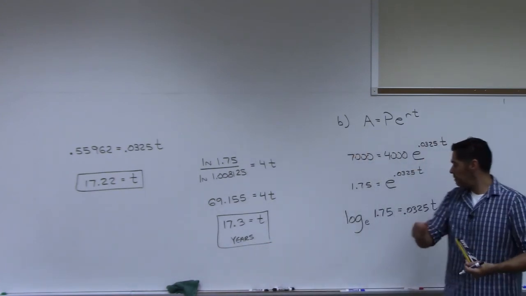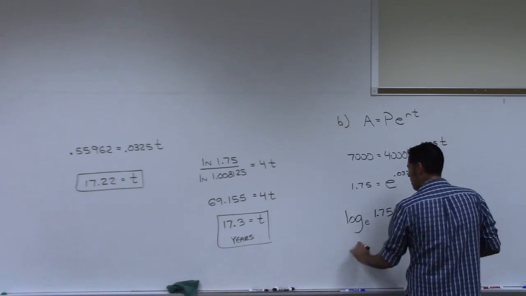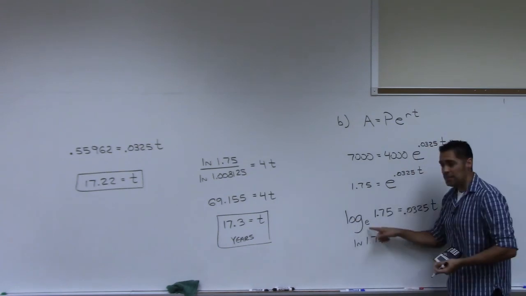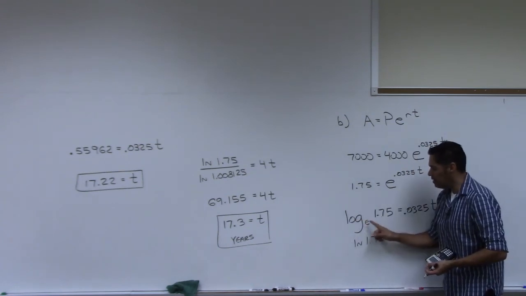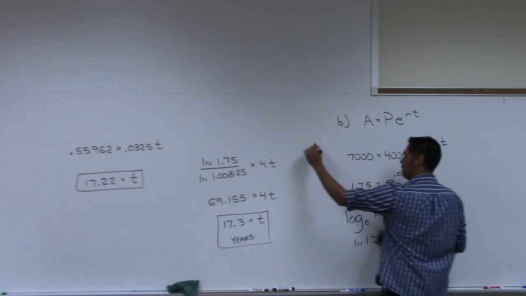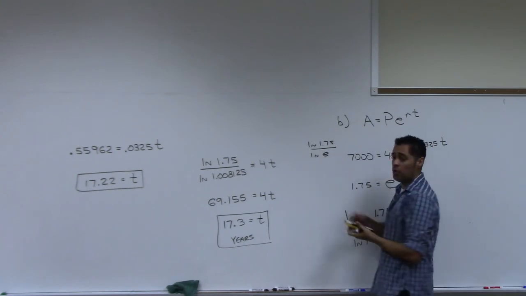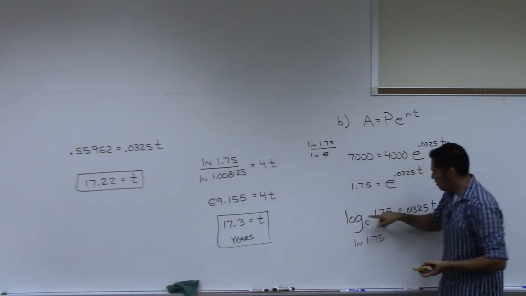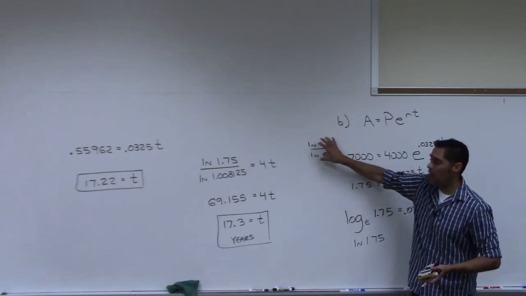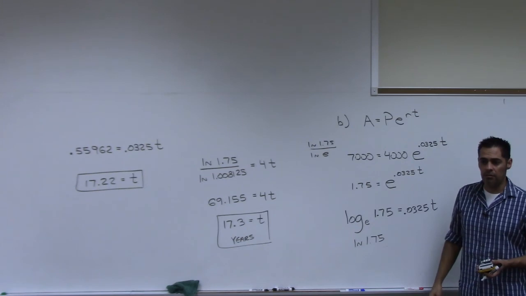Slight difference. Yes? How did you get the 0.559? Okay, so this right here, remember, this just means natural log of 1.75. Because it's base E, log base E really means natural log. So you do not have to do the ln of 1.75 over natural log E, although you could, right? Because it's natural log of this number over natural log of the base. If you do that on your calculator, you should still get 0.55962.